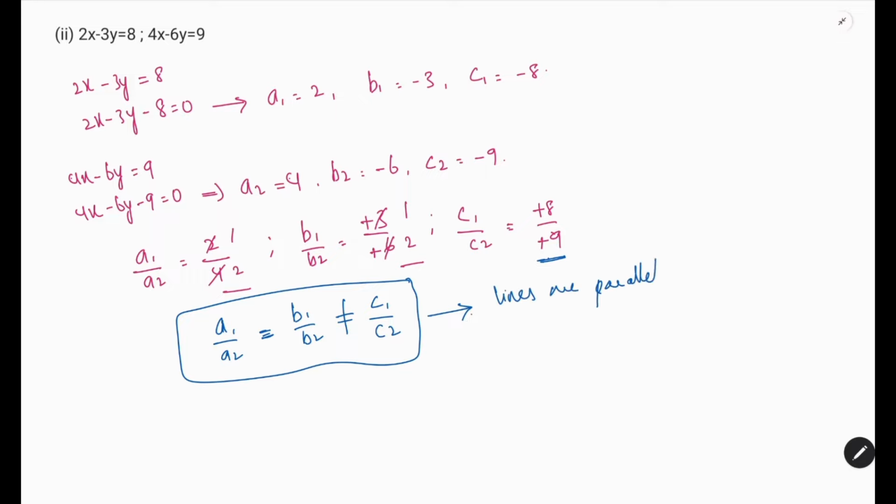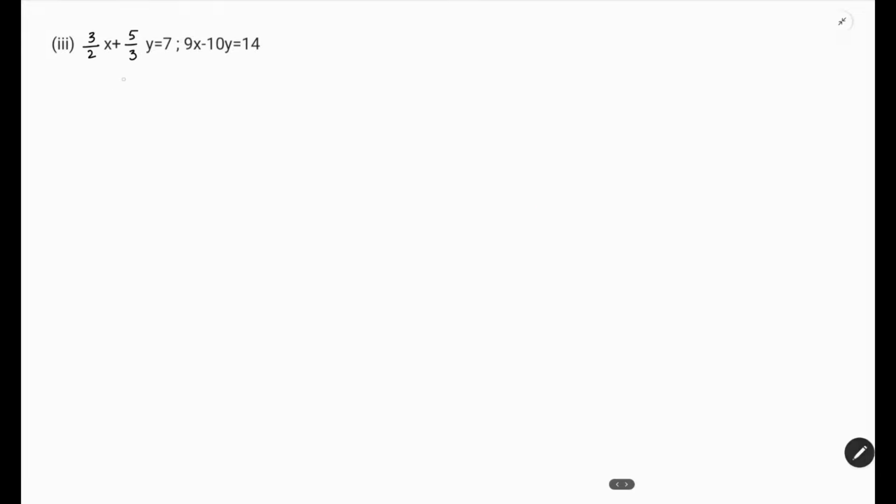Lines are parallel. They have no solution. These are inconsistent. These are inconsistent. Okay. Next one. See, from the first equation, a1 is the coefficient of x, 3 by 2.